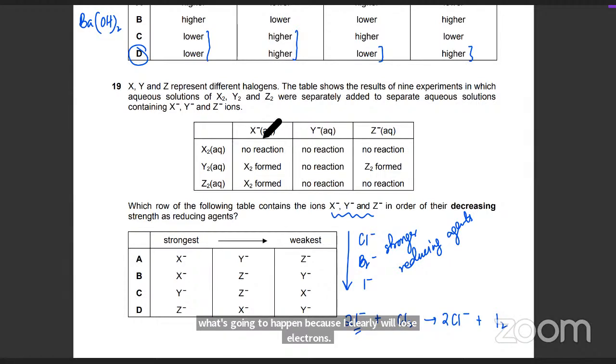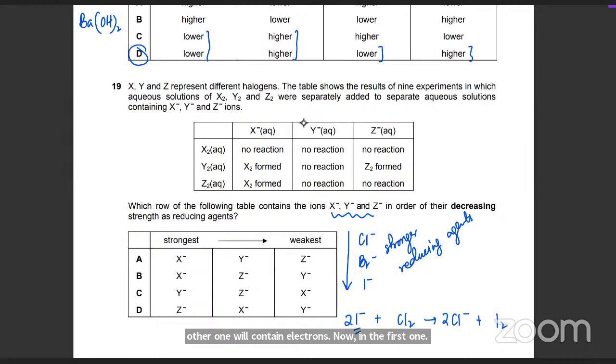Now in the first one, who do you think is the most powerful out of X-, Y- and Z-? Which one is the weakest reducing agent? That's going to be Y-.